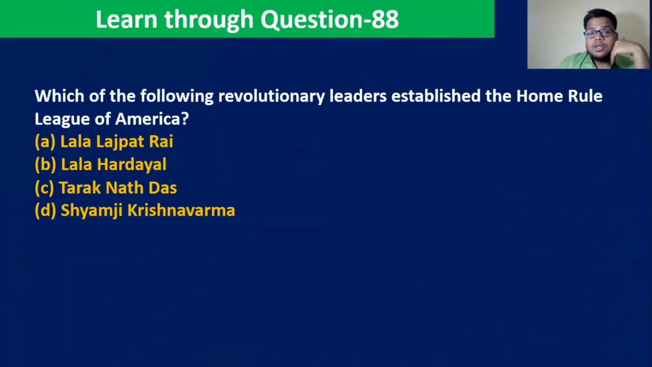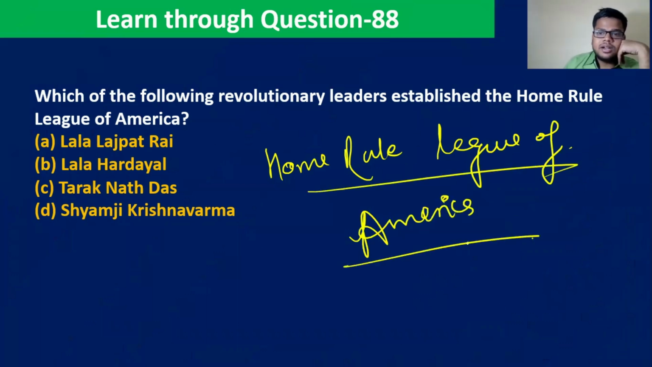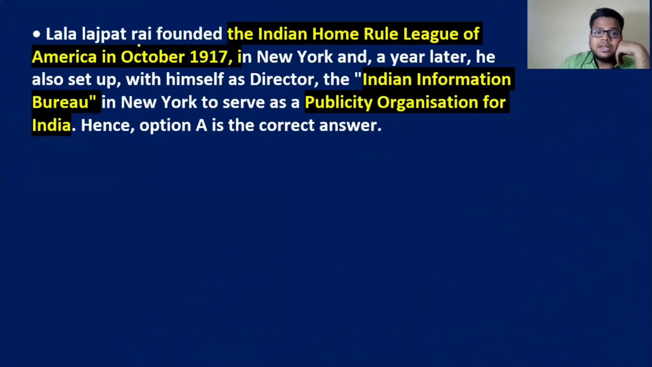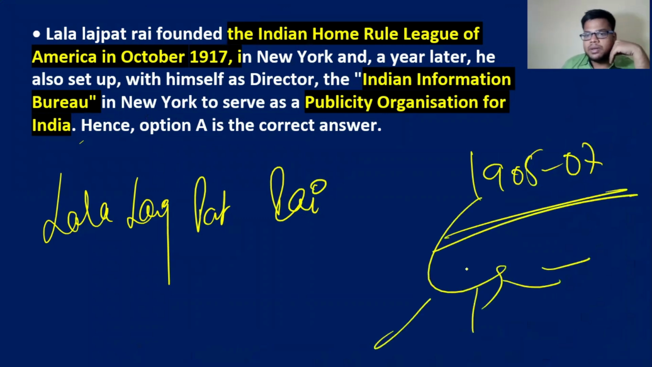Then, which of the following revolutionary leaders established the Home Rule League of America? This is another thing that you need to add to your arsenal. So the Home Rule League of America was created by which leader? It was Lala Lajpat Rai. If you remember, after the Swadeshi movement faded out, after the Surat split, our leaders went to different places. Bipin Chandra Pal almost retired from politics, Aurobindo went to Puducherry, Tilak went to jail, and Lajpat Rai later on went to the USA. He spent some time in the USA.